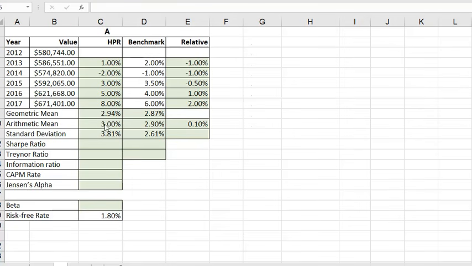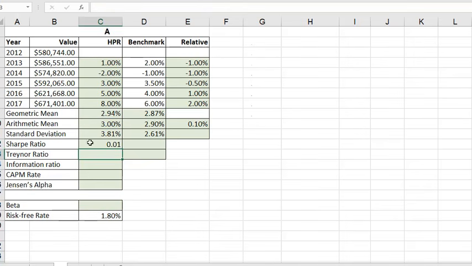Had to go back and fix some things. There were some things just a little bit off when I adjusted those figures last time. I believe these are the same figures we looked at before. We have the geometric mean, the arithmetic mean, standard deviation, Sharpe ratio. So let's continue on with the Sharpe ratio. That's equal to, I'm going to put this in parentheses because I'm going to be dividing here, that arithmetic mean minus the risk-free rate. And let me do this step by step.